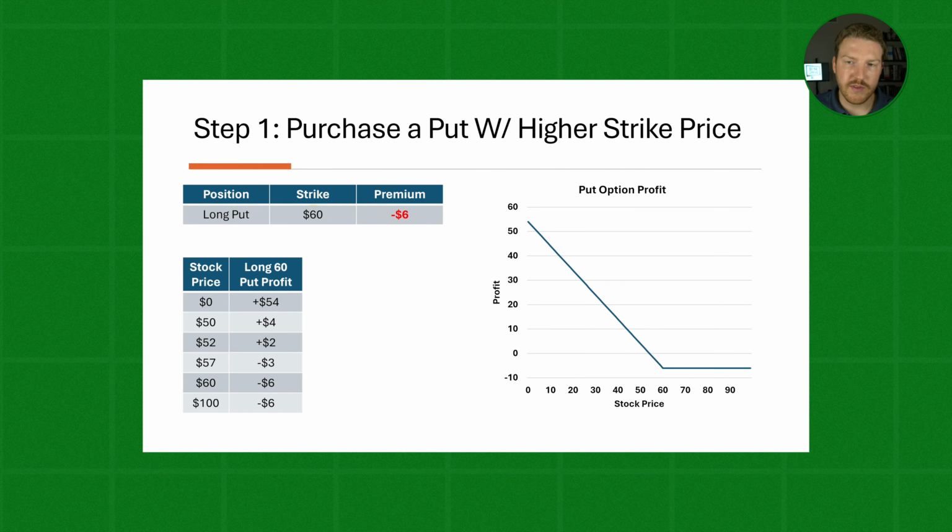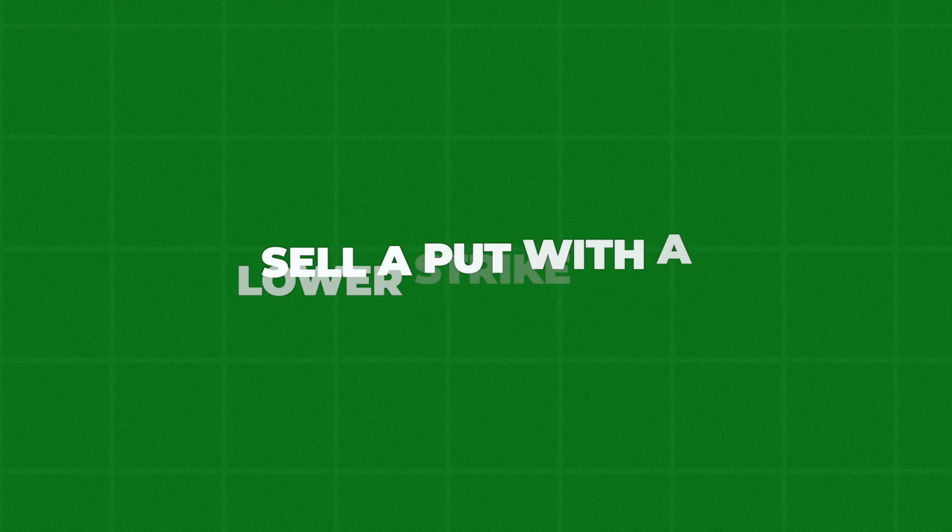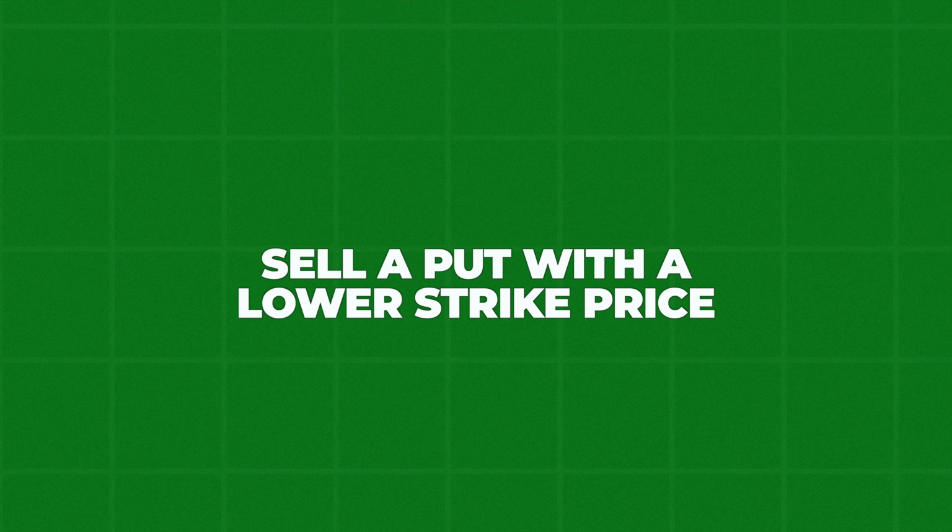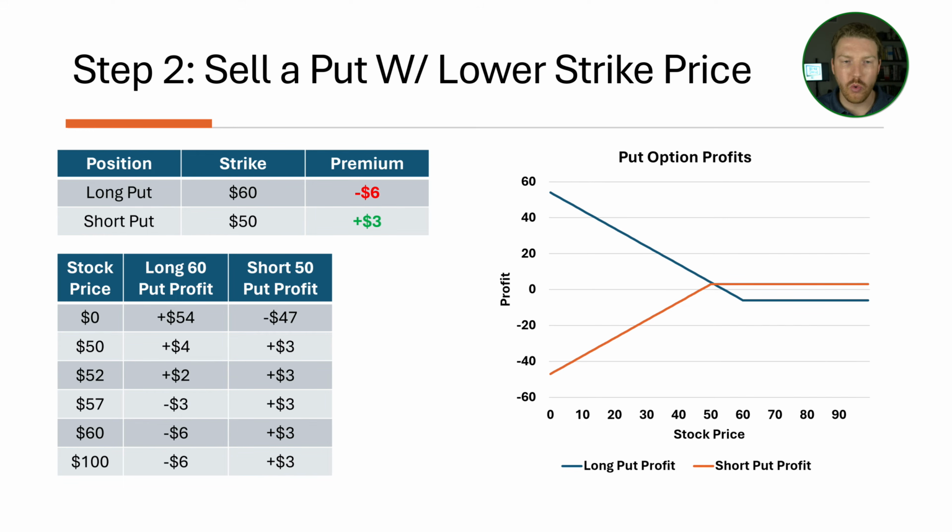Now, this is going to have the exact same profit profile as what we had just discussed a few minutes ago. Our second step is to sell a put with a lower strike price. For this example, we'll assume that we're going to short a put with a strike price of $50. And when we sell it, we're getting a $3 premium. Now we can see the profit profile in that column of this table called short 50 put profit.